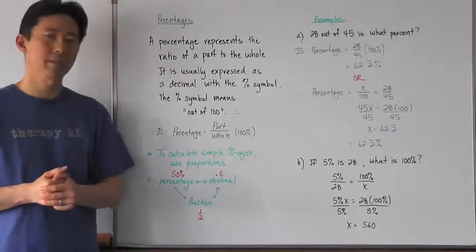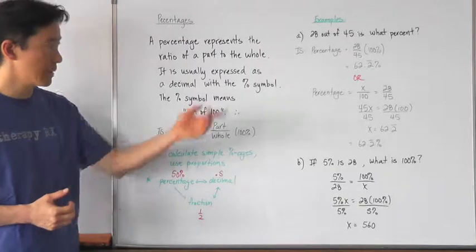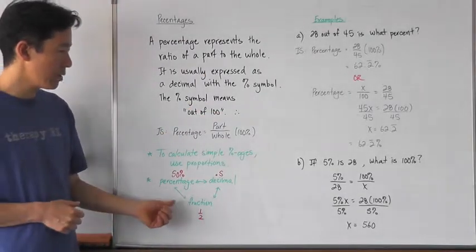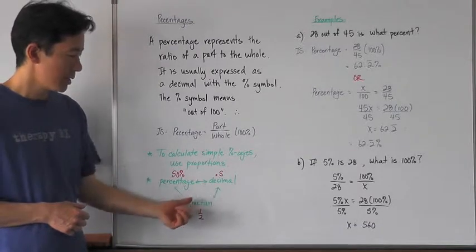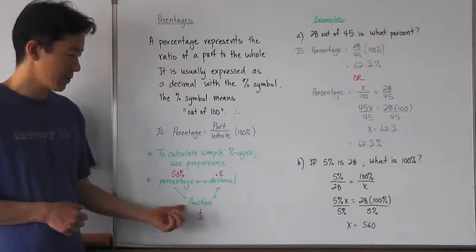Now in terms of calculating simple percentages, often what we use are proportions. And we'll take a look at some examples of how we can do that. Now in addition to that, you also want to make sure that we can convert percentages to decimals or percentages to fractions, and vice versa.